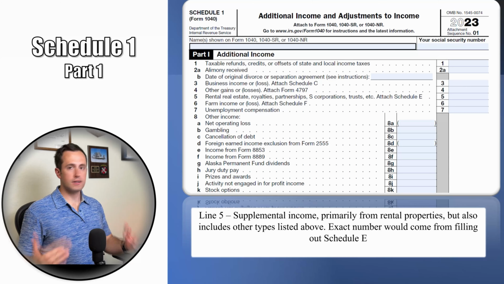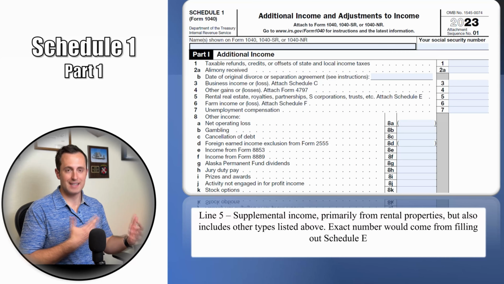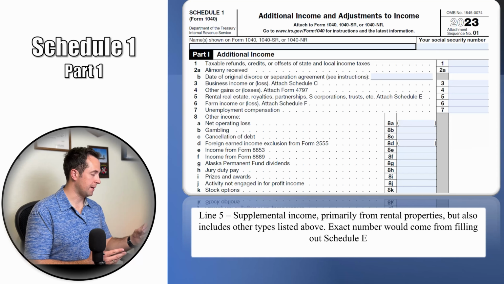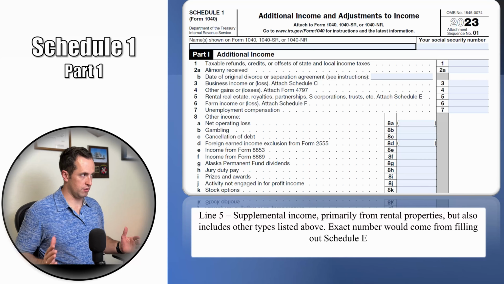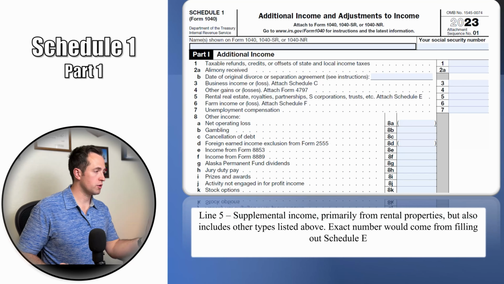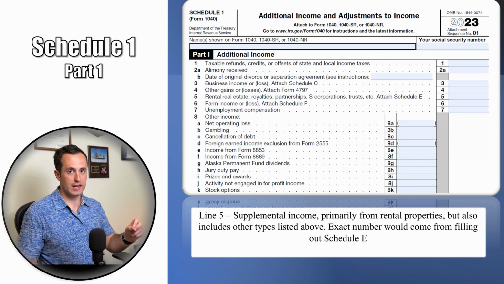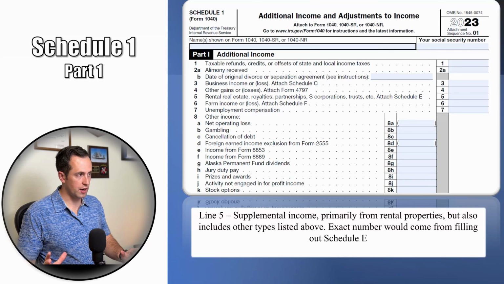Line 5, this is going to be rental income, as well as royalties from partnerships, S-corps, trusts, etc. And that's going to be coming from Schedule E. So basically, it's any sort of supplemental income. It's primarily going to be coming from rental properties that you are running as a business, but it could also come from the other types that are listed, but the exact number is going to be coming from filling out Schedule E, which is not going to be covered in this video.